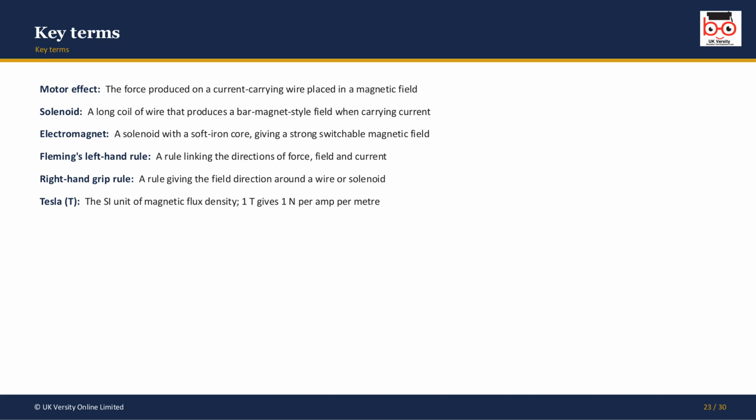Let's collect the key terms. The motor effect is the force produced on a current-carrying wire in a magnetic field. A solenoid is a long coil that produces a bar magnet-style field when it carries current. An electromagnet is a solenoid with a soft iron core, giving a strong, switchable field. Fleming's left-hand rule links the directions of force, field, and current. The right-hand grip rule gives the field direction around a wire or solenoid. And the Tesla is the SI unit of flux density, where 1 Tesla gives 1 Newton per amp per meter.